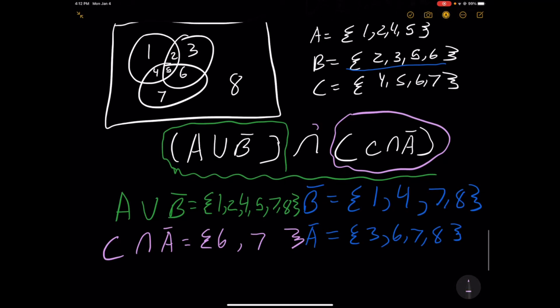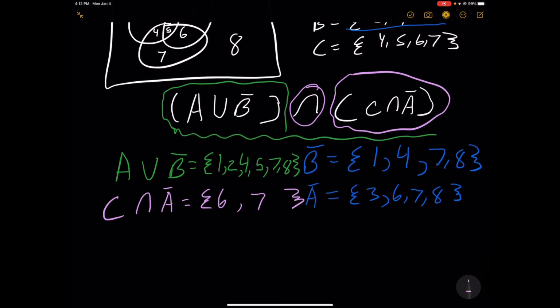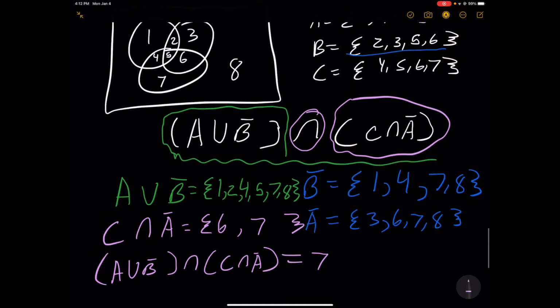And now we're finding the intersection of those. The intersection here is going to be everything that these two have in common. So our whole problem, A union B complement intersected with C intersected with A complement, you learn all these new vocabulary words, is going to be equal to, what do they have in common? It looks like they actually only have a 7 in common. They only have a 7 in common. So that is how you would do it without Venn diagrams.